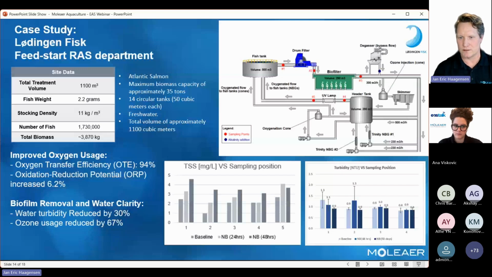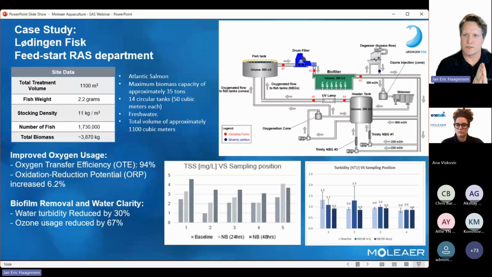So all the darkest columns here is after 50 days of using nanobubbles, showing that the system is kept cleaner, and at the same time, we were able to give the facility the possibility to reduce the need of ozonation, reduce the need in itself. So, and this by 67%, and the water turbidity was reduced by 30%. So that's talking to the cleaning ability of nanobubbles, how it can help a system and reduce the need for ozonation.